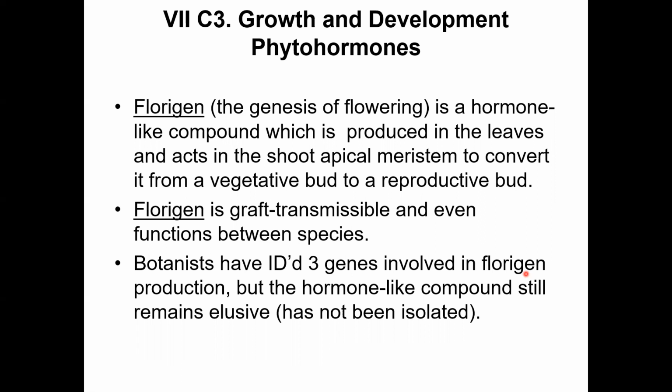We do know, and this slide tells you, that florigen is produced in the leaves and acts in the apical meristem and changes that meristem from vegetative growth to reproductive growth. Now, there are plants like buckeye that have a mixed bud. It has vegetative and floral parts in the same bud. That's the exception.